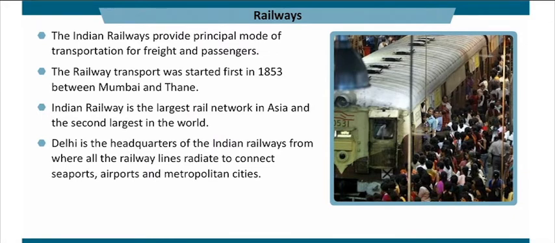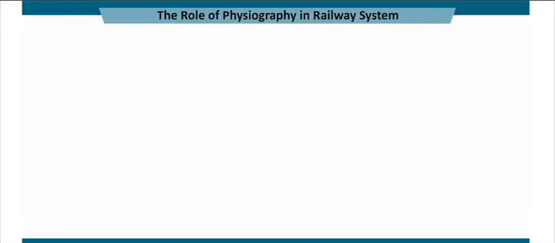Delhi is the headquarters for the Indian Railways, from where all the railway lines radiate to connect seaports, airports and metropolitan cities. The Indian Railway network runs on multi-gauge operation, namely broad gauge, meter gauge and narrow gauge. The role of physiography in railway system.